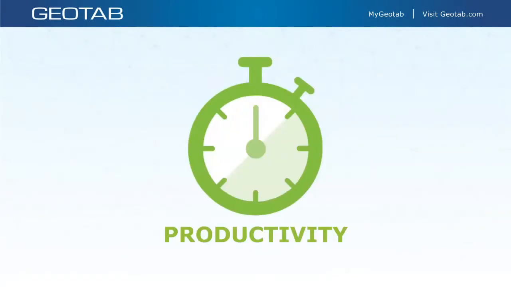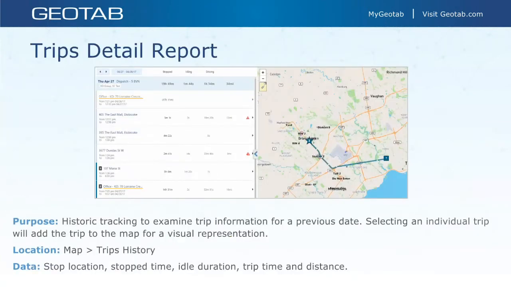So with that, let's jump into our first pillar and take a look at some of the reports related to productivity. One report that you are hopefully familiar with is the trips detail report. It shows you the stops for your vehicles, where they stopped, how long they were stopped, idling time, driving time, zone interactions. So historic tracking to examine trip information for a previous date. It's located on the map by clicking on trips history, and then you have the data provided in the report: stop location, stop time, idle duration, trip time, and distance.